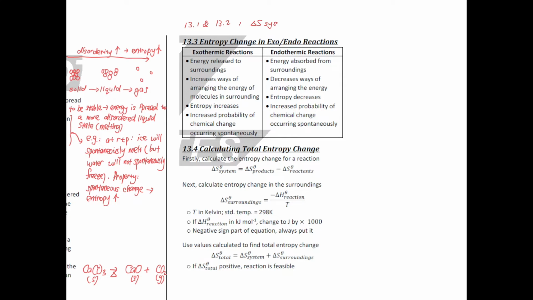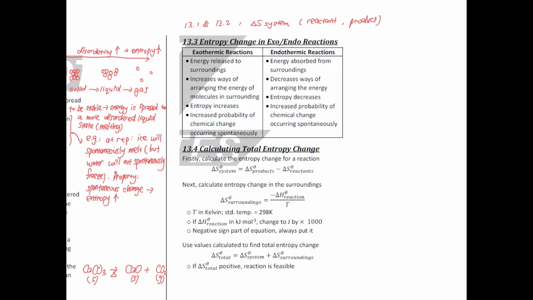So just now I also explained what a system is. System is basically the solid, liquid, or gas. That is a system. Okay, so it is about the reactants. Reactant is also solid, liquid, or gas, or product. Product is also solid, liquid, or gas. Okay, so that is 13.1 and 13.2.